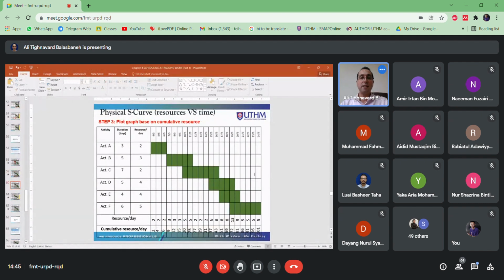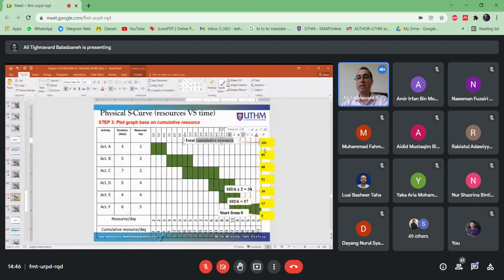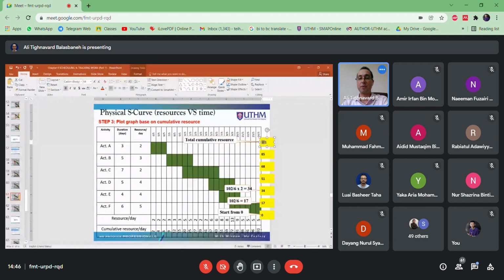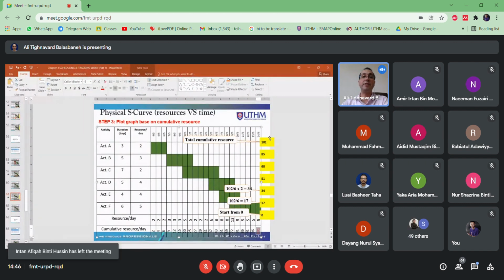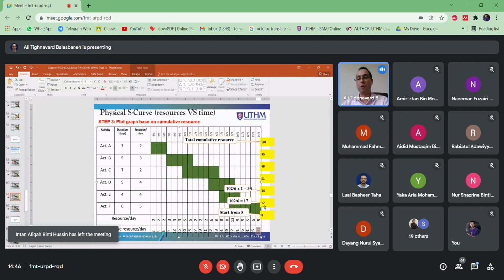So next you have to plot the graph based on cumulative resource. I don't need to repeat again, same as the previous task. You divide the lower bottom line from 0 and the top one, the total cumulative, which is 101. You calculate it here and then divide it by the number of activities you have. Here we have 6, so it is already divided based on that 6. If you have more activities, you do the same.